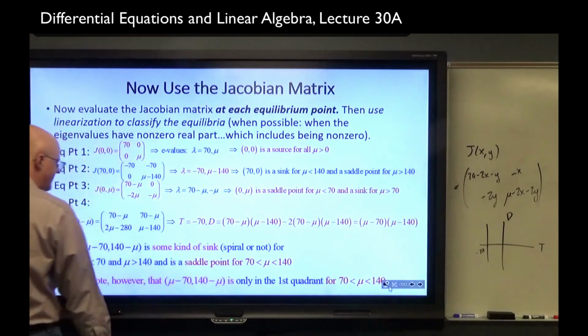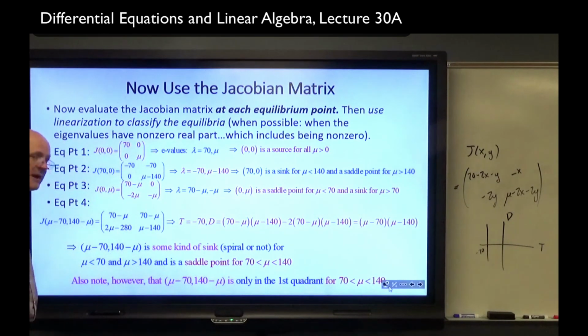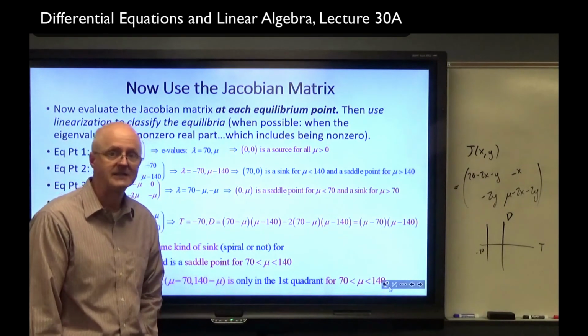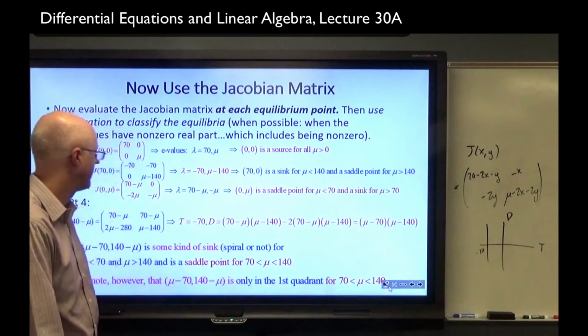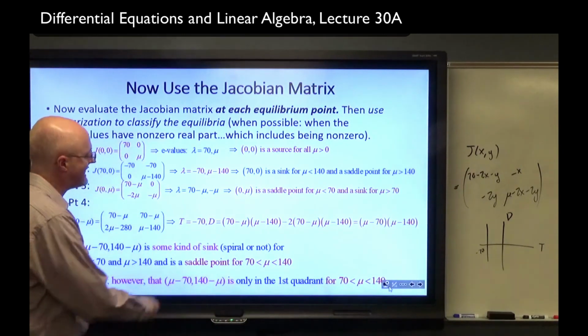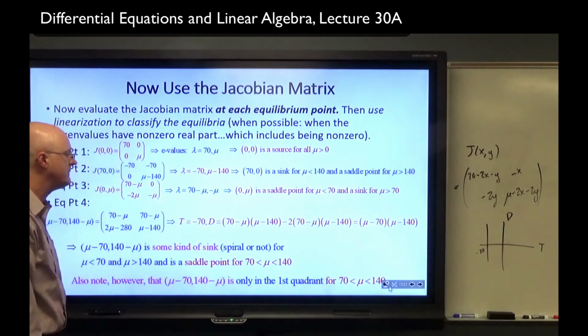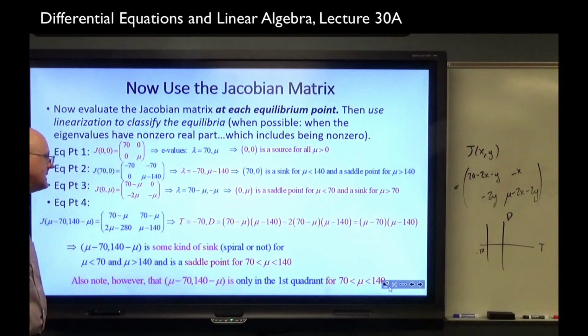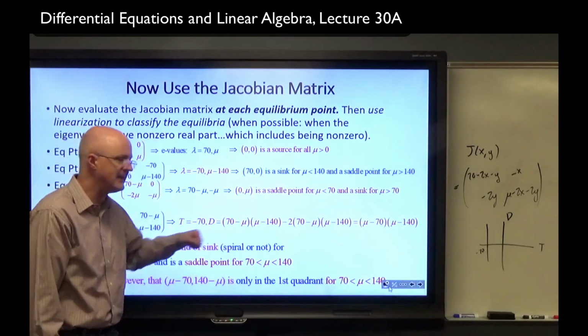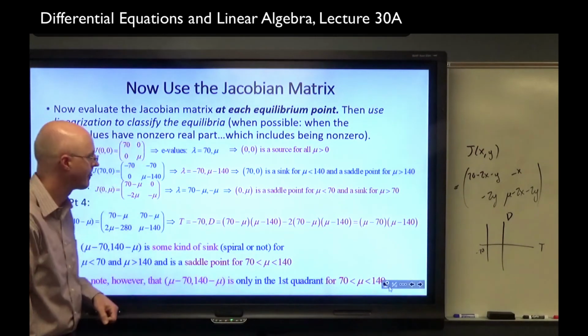Also note, however, that as far as the application goes, we're talking about competing species. X and Y can't be negative. Then this fourth point is actually only in the first quadrant, where it's realistic for the model, when mu is between 70 and 140. So that means for the most part we're thinking about the fourth point being a saddle point.